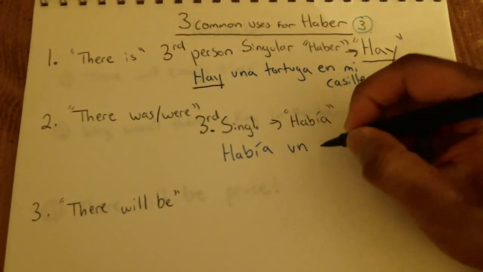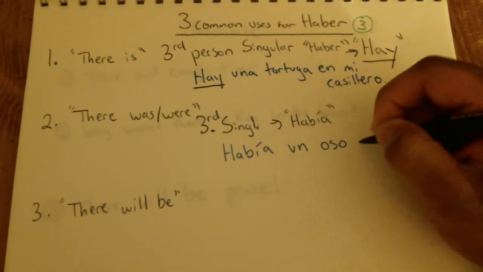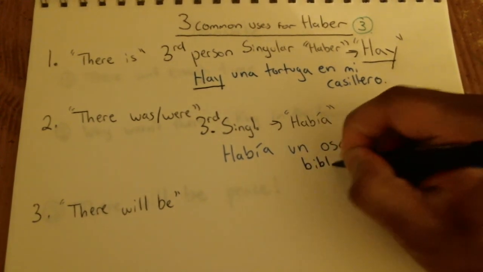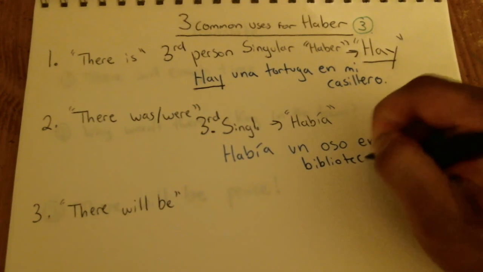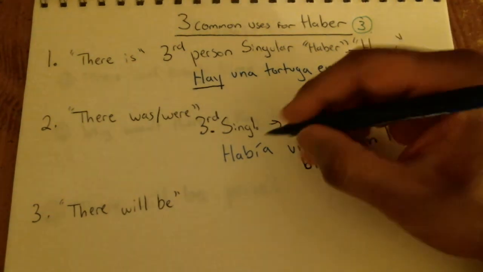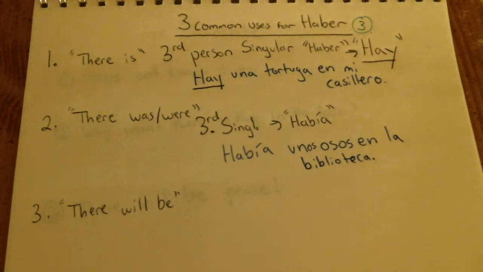Había un, what's a good example of an, okay, había un oso en la biblioteca, okay? Había un oso en la biblioteca, okay? There was a bear in the library, okay? Now, you could also make this plural. Había unos osos en la biblioteca, okay? There were some bears in the library.